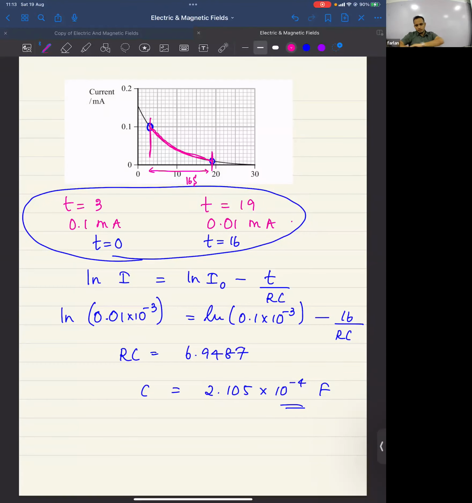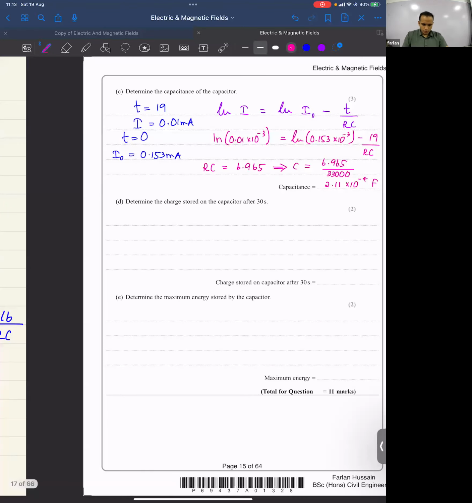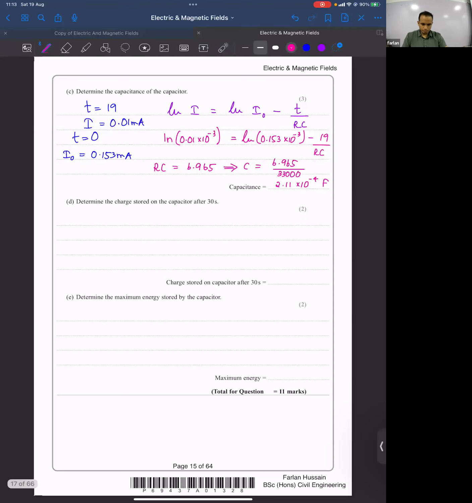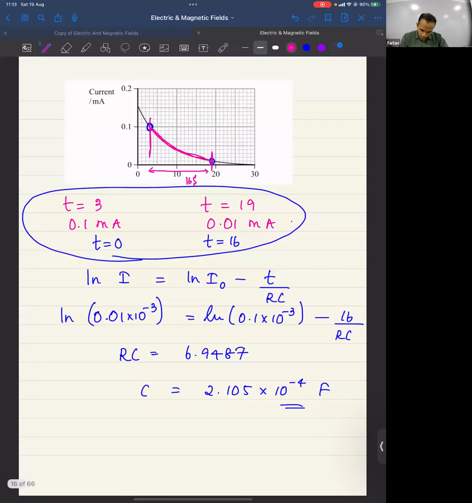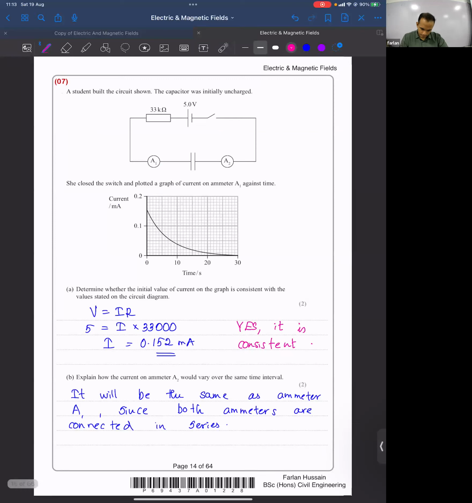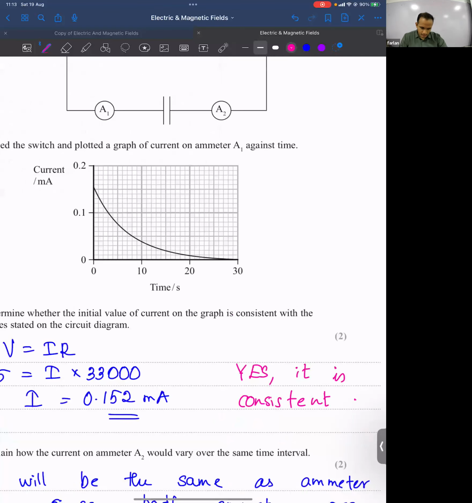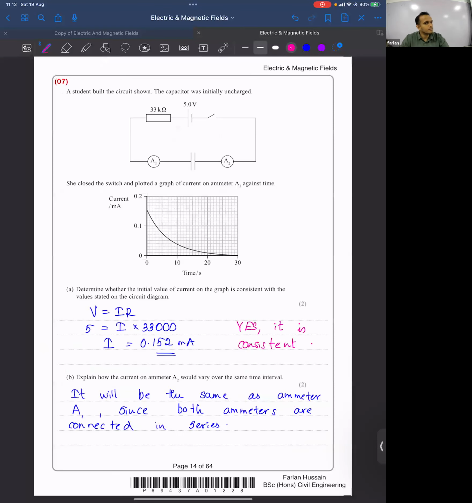Okay, done. There are two more parts. Part D: determine the charge stored on the capacitor after 30 seconds. After 30 seconds, the current has become 0. Current has become 0 means the capacitor has become fully charged. Agree?